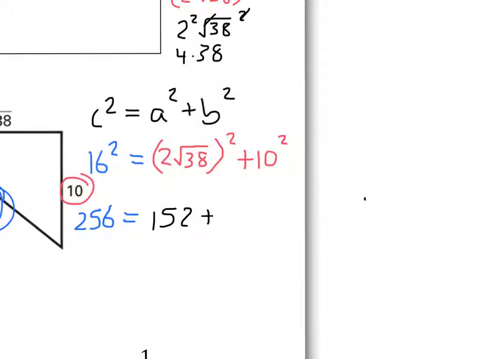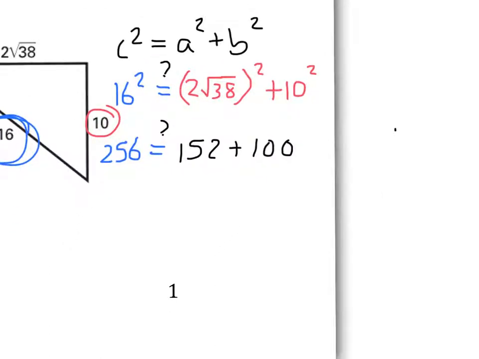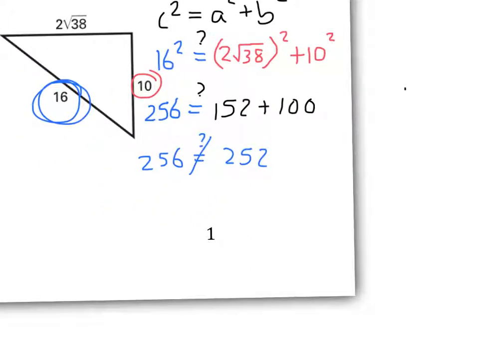152 plus 100. Now, I should put a question mark here the whole time because I'm unsure of that. 256 comes down, question mark there, and 252 comes down. Now I can make a conclusion. They are not equal, so my answer is not a right triangle.